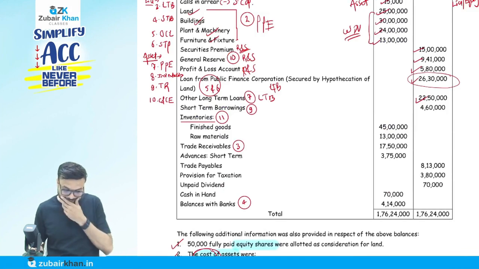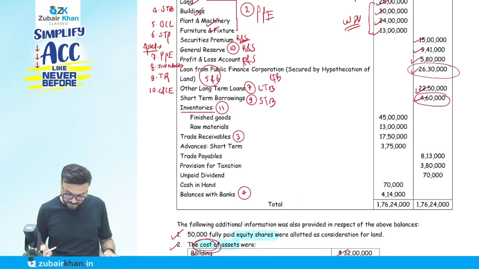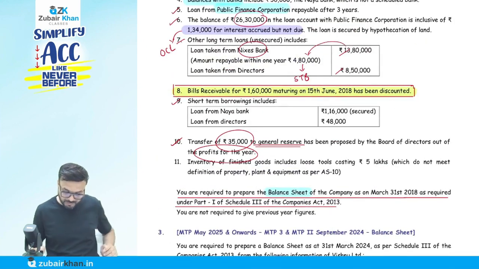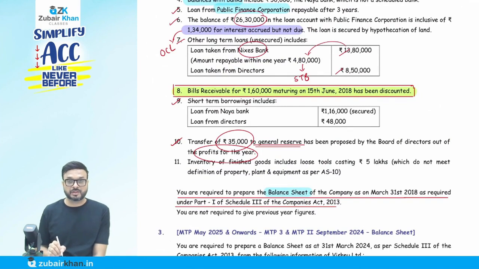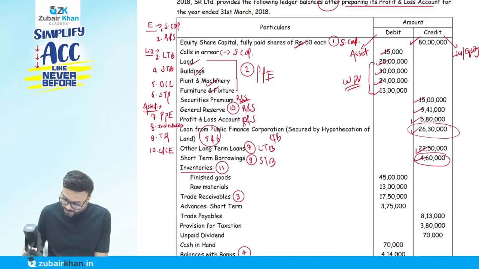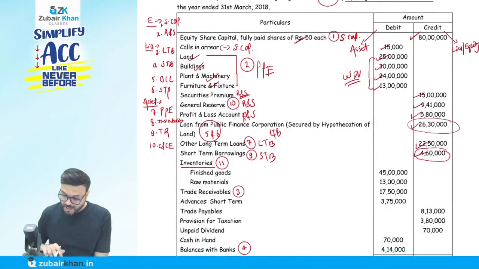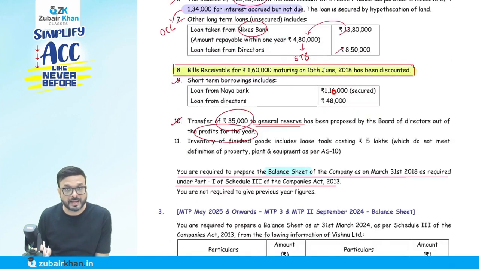Now what happened here? We have short-term borrowing. Notes to account, short-term borrowing. The total is 4,60,000, and it is mentioned in point number 9 that the loan from Naya Bank, 1,16,000, is secured. Then loan from directors. So very simple: out of the total 4,60,000, 1,16,000 is from a bank which is a secured loan and 48,000 from the directors. The remaining we will write as others.